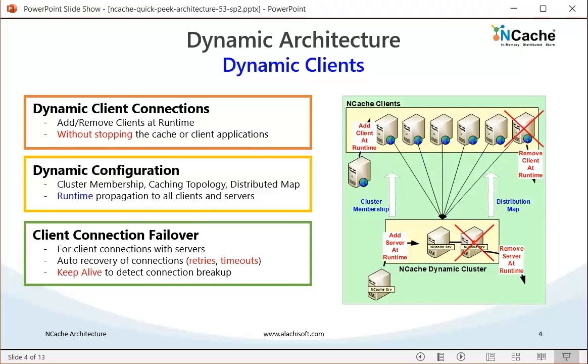You can add or remove clients at runtime without stopping the cache or your application. And all the configuration information, which is cluster membership, caching topology, distribution map, is propagated to the clients at runtime. And even if it changes, it gets propagated at runtime. The clients also have a connection failover feature. So if their connection with the cluster breaks, the clients also automatically reconnect with the cluster.